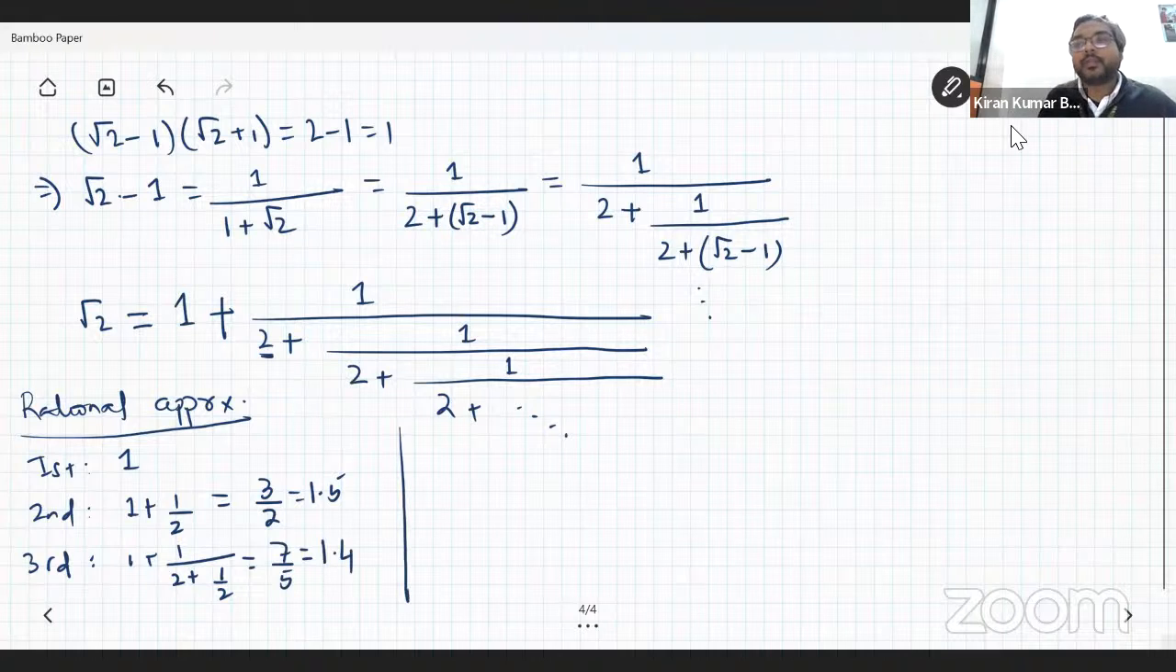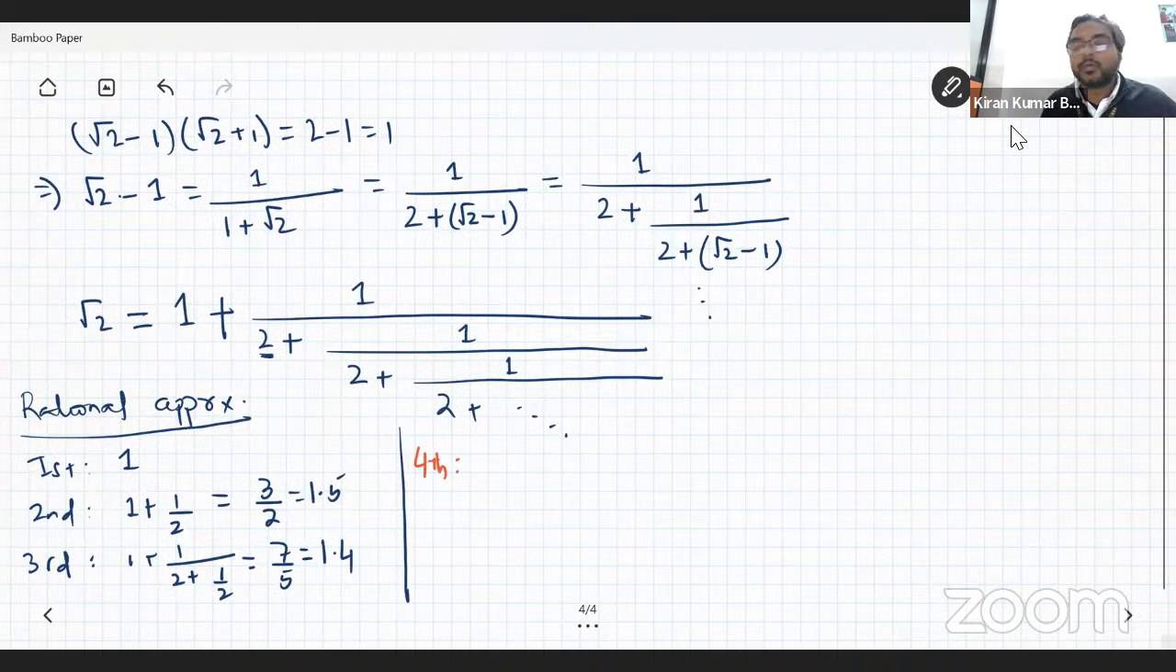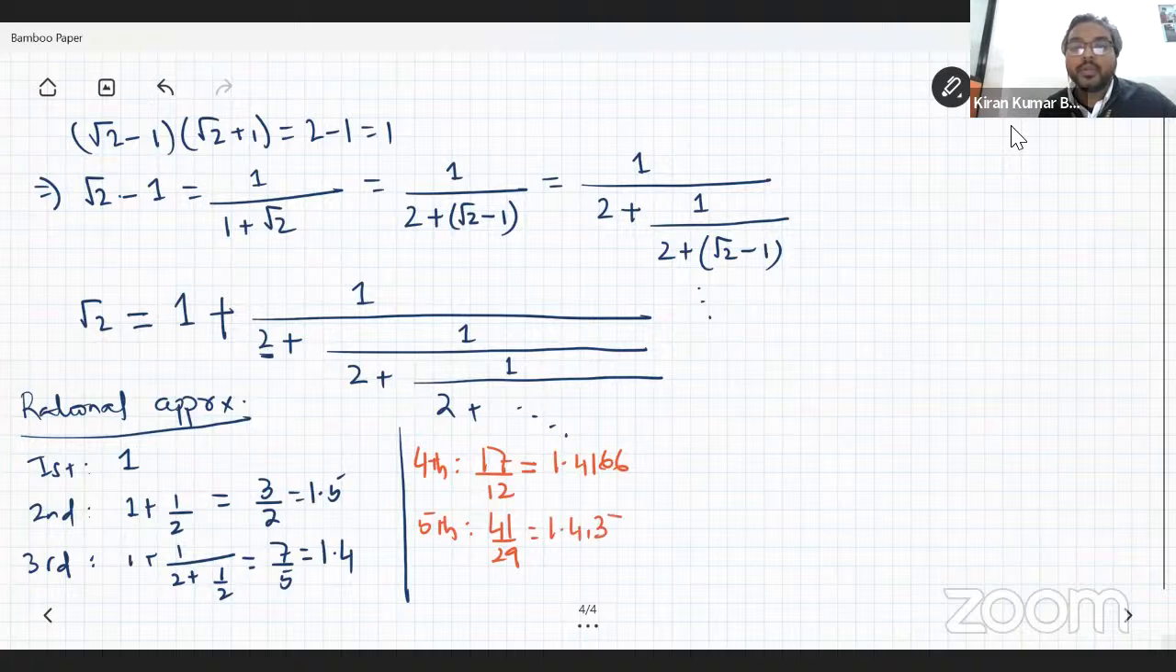Then fourth, let me change the color. Fourth is, I'll simplify the fraction, 17/12. This is 1.4166. Fifth is 41/29. This is 1.41379. Sixth is 99/70, which is 1.414285.